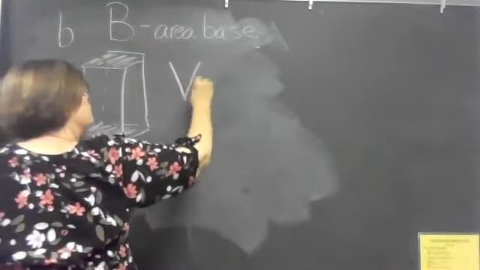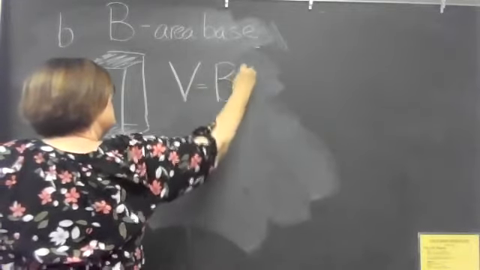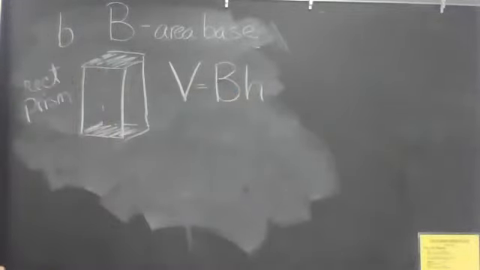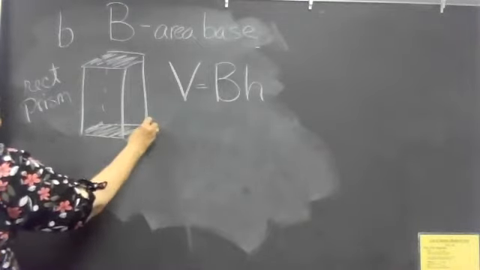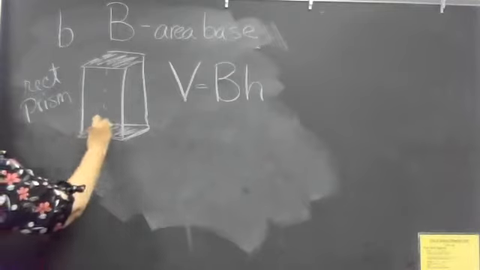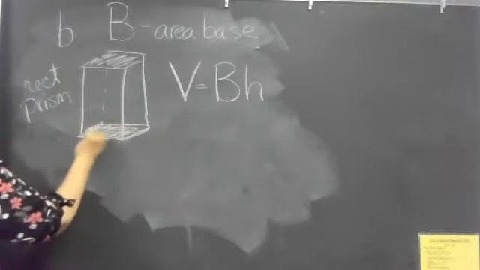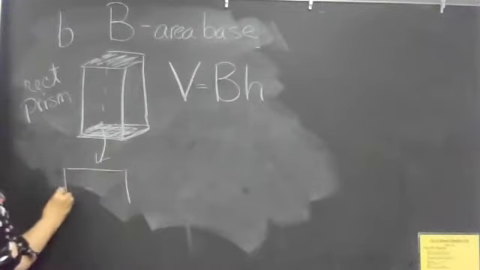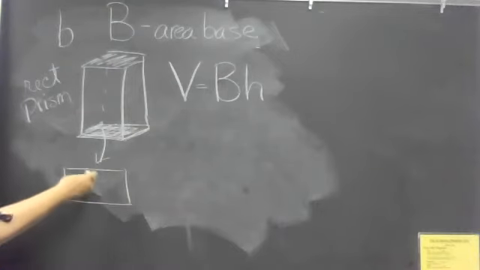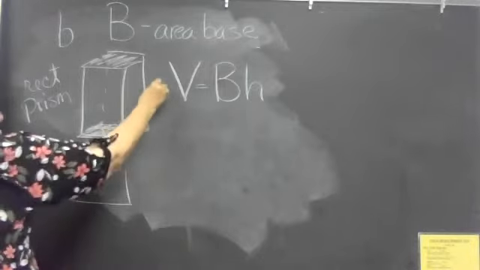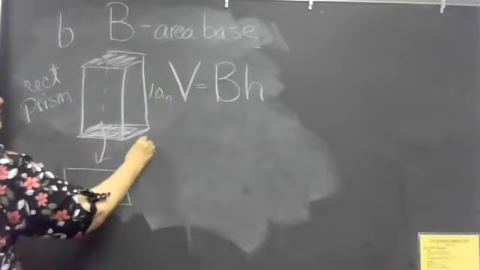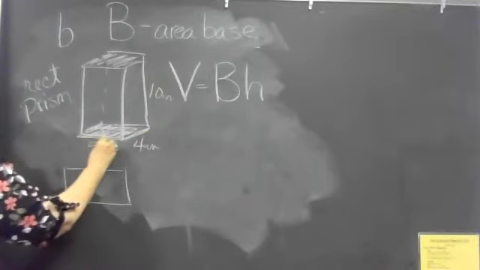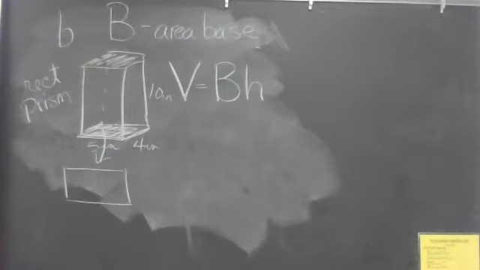The volume equals the area of the base times the height. The area of the base means you have to stop and find the area of this rectangle first. So let's pull this rectangle out. This is what the base looks like if we're looking straight on. Let's put some numbers on here. Let's put 10 inches, 4 inches, and 5 inches. Are you guys okay? You want to draw this as an example for yourselves?